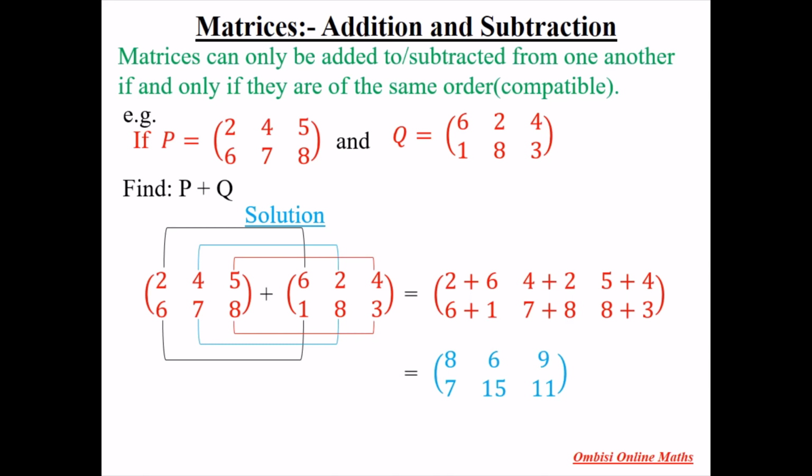So you can only add matrices when they are of the same order. The corresponding elements of the first matrix and the second matrix are added directly. Now, let us look at an example of a subtraction question.